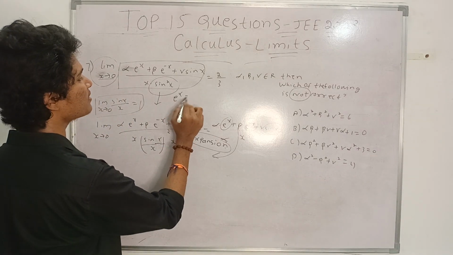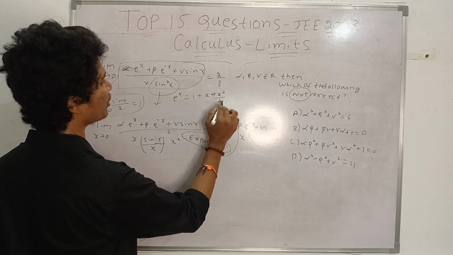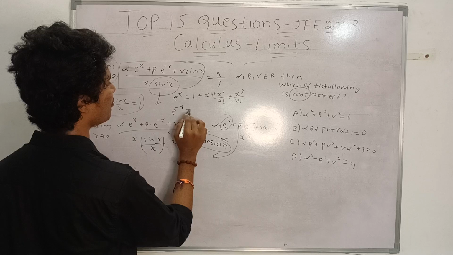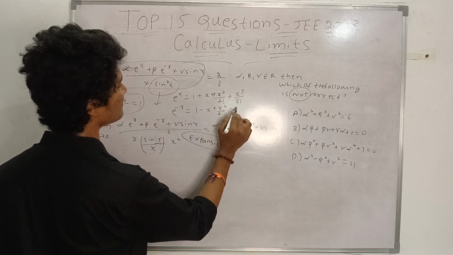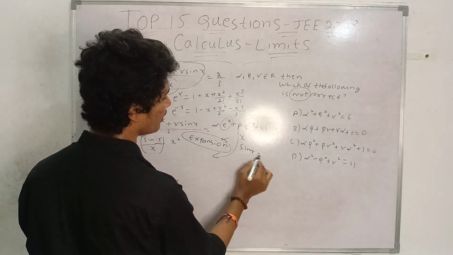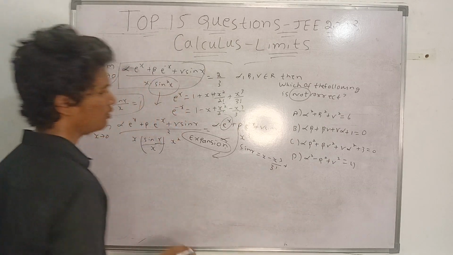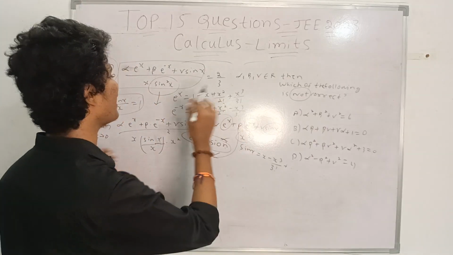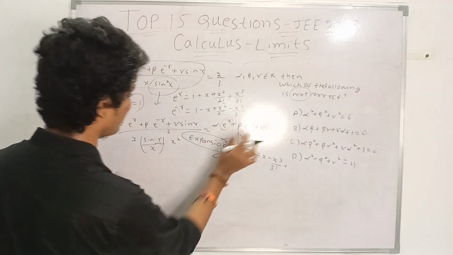What is the expansion of e power x? 1 plus x plus x square divided by 2 factorial plus x cube divided by 3 factorial. And e power minus x? 1 minus x plus x square divided by 2 factorial minus x cube divided by 3 factorial. And sin x? x minus x cube by 3 factorial, and so on. But the denominator is restricted to x cube, that is the reason I am writing up to x cube. Now we have to substitute these expansions here.